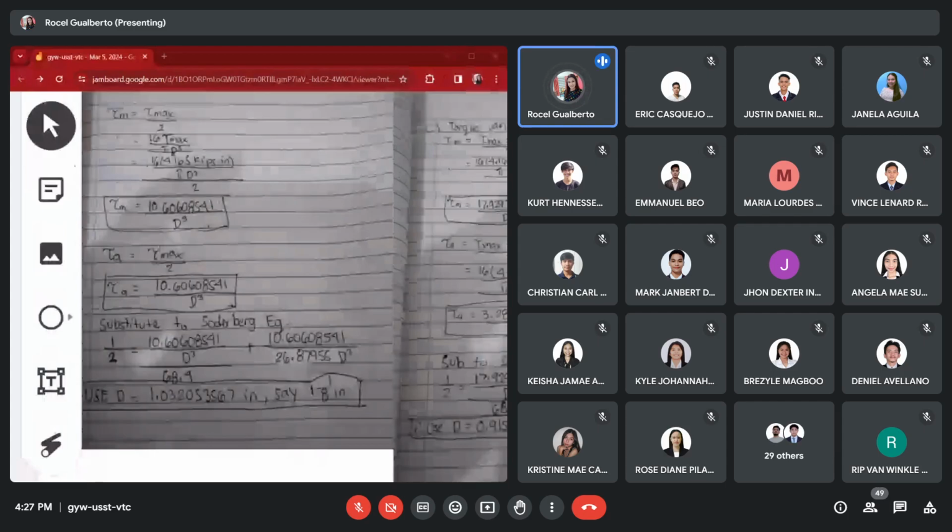Okay, so ito naman po natin doon ang solution. Here we yield an answer 1.032, which is within the size range. So no need for us to compute. The size factor 0.85. So tama po yung ginamit natin. So let us have letter C.